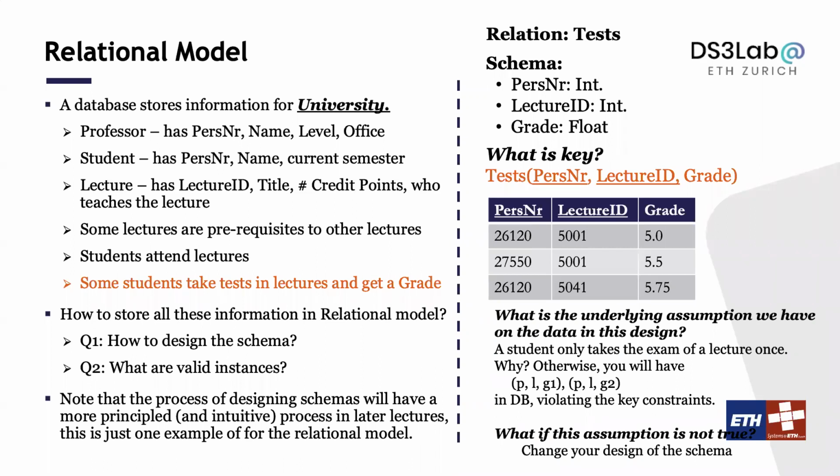If your application doesn't satisfy this assumption, for example, if you are running a university, which is also a very reasonable one, where one student can take the exam of one lecture multiple times, then you need to redesign the schema by specifying a different key constraint. Whenever we are specifying a key constraint, we are not saying what is right, what is wrong. We are simply exposing our assumption on the application. If you don't like the assumption, then change your key constraint.